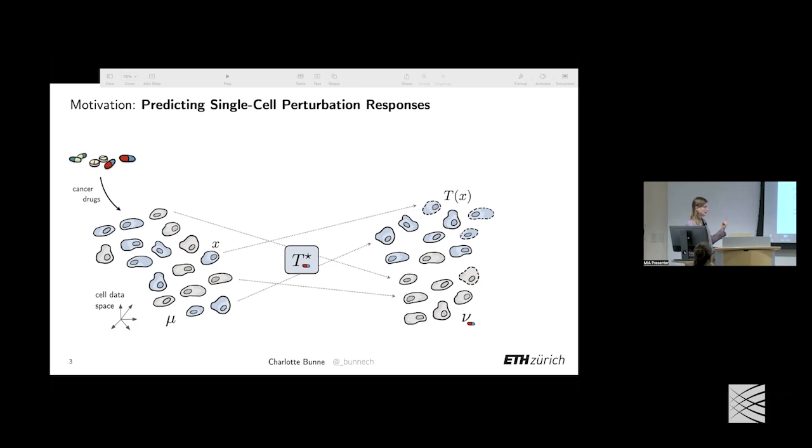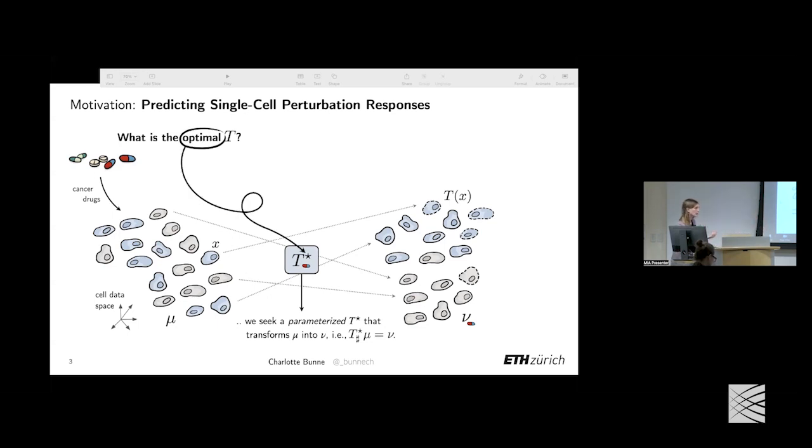And so now I would like to predict for an X, this matching matrix, or reconstruct this alignment, to predict the perturbed state of a cell T of X. And we seek a parametrized map T star, an optimal map T star, that transforms, because we have to operate on the level of distributions, as we do not have trajectories, like the same cell unperturbed and perturbed. We want to have a mapping which transforms a distribution mu into the distribution upon perturbation nu, such that we have certain criteria. So this push forward map needs to push all cells, no cells can get lost on the way. But what is the optimal T?